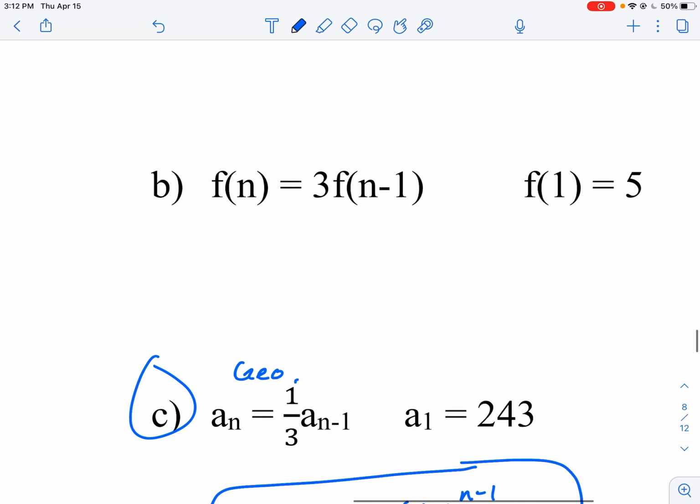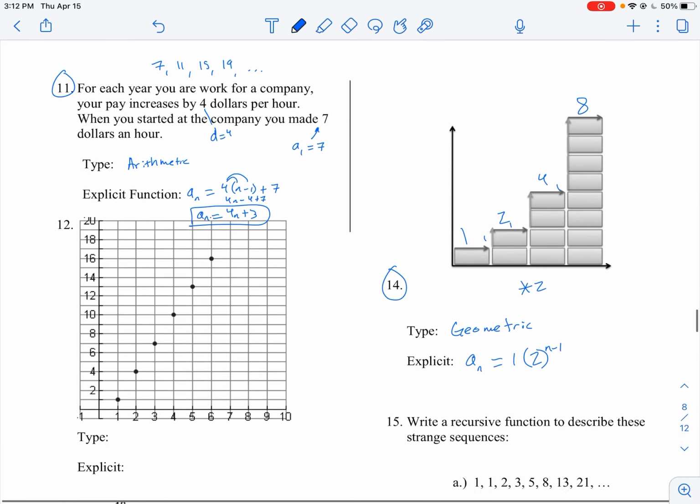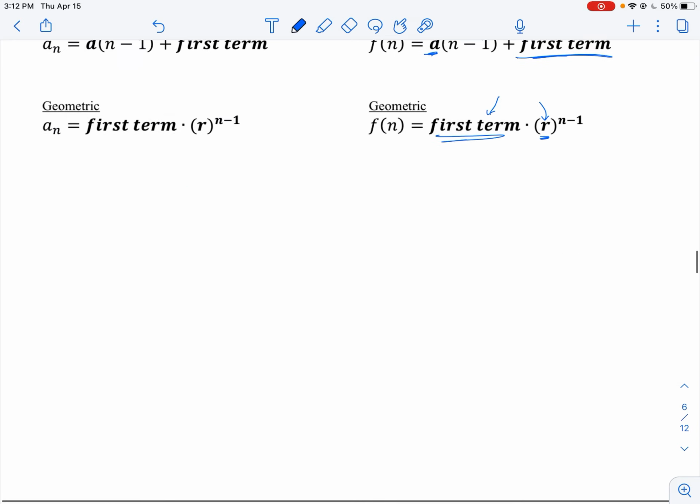And there we go. So there's your examples. Hopefully that gives you a reminder of how these sequences work out and what the functions are.